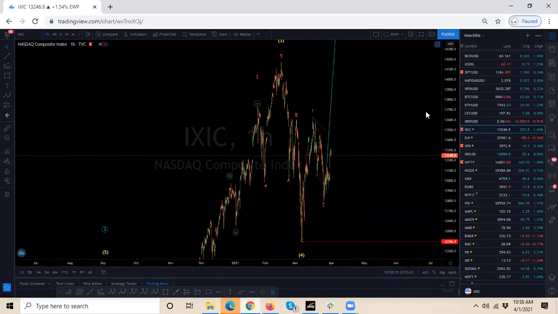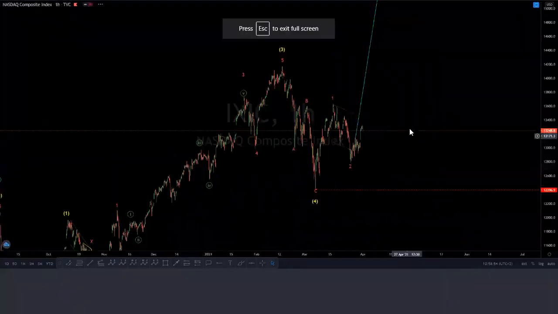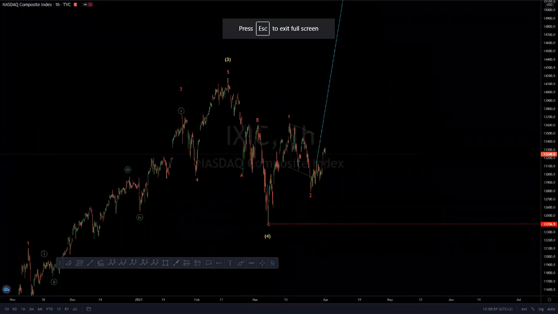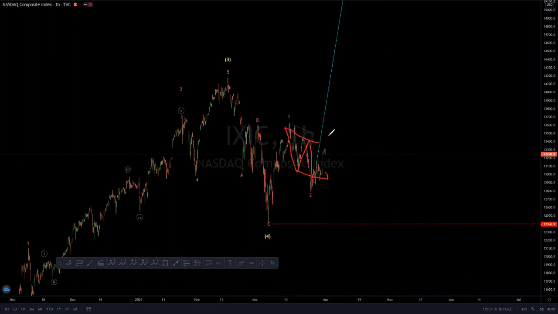Nasdaq, I'm expecting that we get this move to the upside here. We've already got this here as a three-wave structure, so this looks very interesting. If it breaks above here, then this one looks ready that it can crawl higher. So you might get an entry around here, but your stop loss will have to be around here.